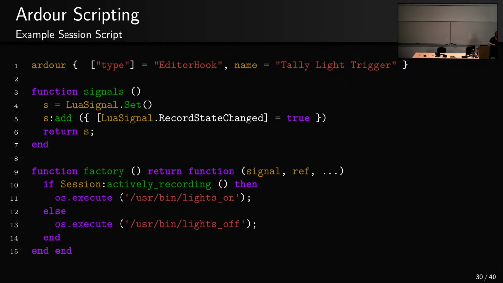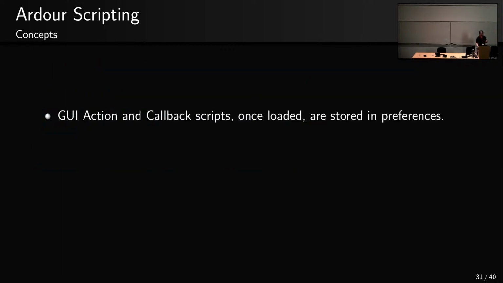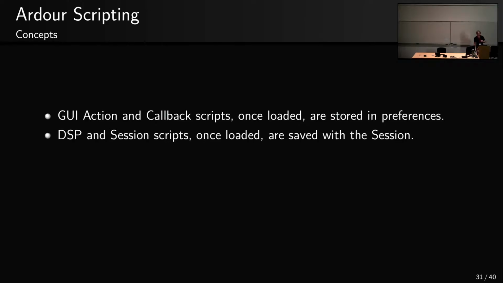Come again. Is there a way to store local state, for example, which instance of each of the scripts? I think I'm going to get to that. Because GUI and action scripts, once they're loaded, they're stored in the preferences. So when you set them, they're available to all the sessions that you load. And DSP and session scripts, they're stored with each of the sessions that you load those scripts in. And you can store the state, you mean of a plugin, for example. In this case, Ardour stores the parameters of the plugin when you save the session, exactly.